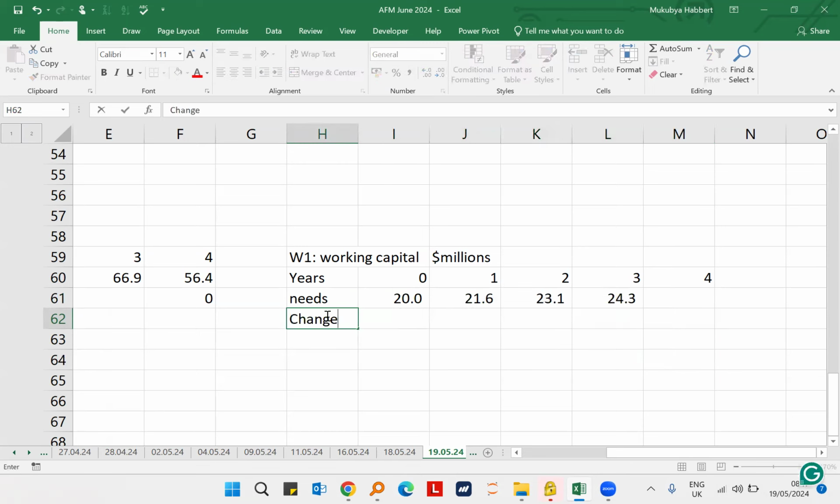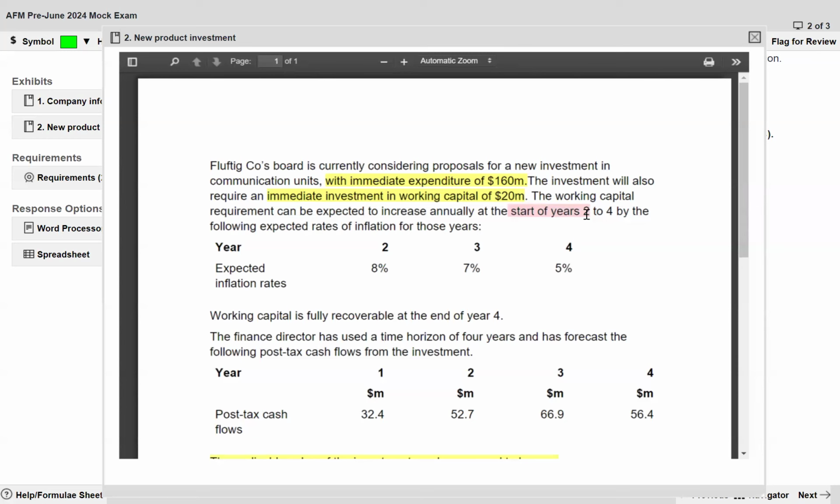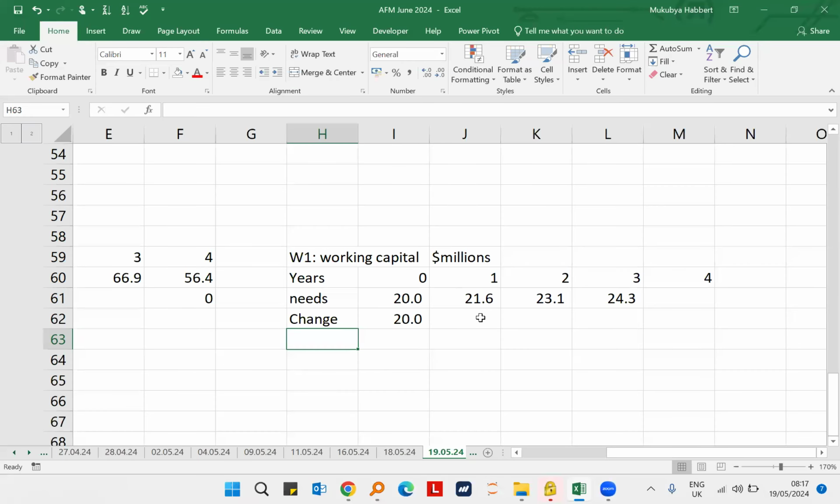Then we need the change. So we're putting the inflation on year 1. We are taking it that when they say year 2, the meaning is the end of year 1. They said at the start of year 2, so that is the end of year 1. Yeah. So the change is going to be just the difference between the two. So you just drag that.